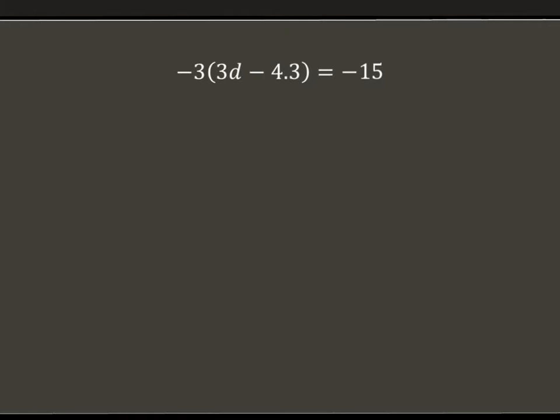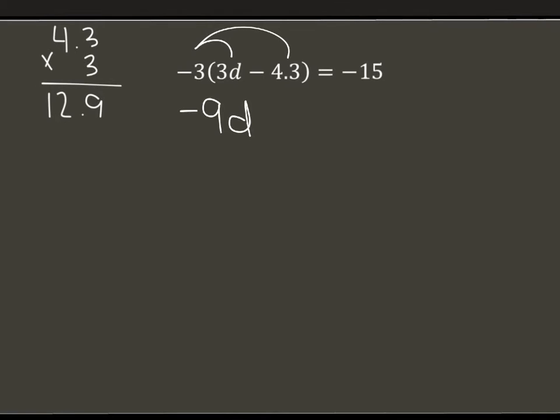Okay, next one, we also need to distribute first. So negative 3 times 3d is a negative 9d. Negative 3 times negative 4.3, well, I don't know that off the top of my head, so I'm going to do some work off to the side. 4.3 times 3. 3 times 3 is 9. 3 times 4 is 12. So negative times a negative would be a positive 12.9. Bring down my equal sign. Bring down my negative 15. From here, I'm going to draw my line straight down my equal sign, and I am ready to solve.